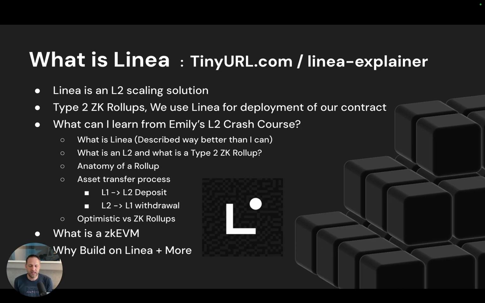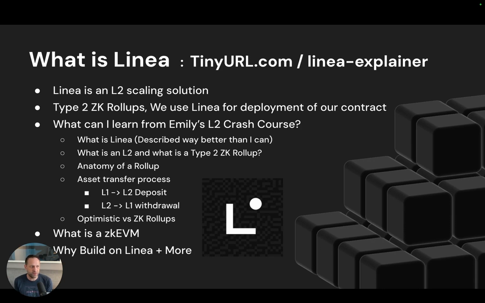So Linea is an L2 scaling solution. It is a type 2 ZK rollup. We use Linea for deploying our contracts. And from watching Emily's course, you can determine what is Linea, described probably way better than I can. What is an L2? What is a type 2 ZK rollup, anatomy of a rollup? You can understand the asset transfer process and the difference between optimistic and ZK rollups. So I'll go over a little bit of what this stuff is.